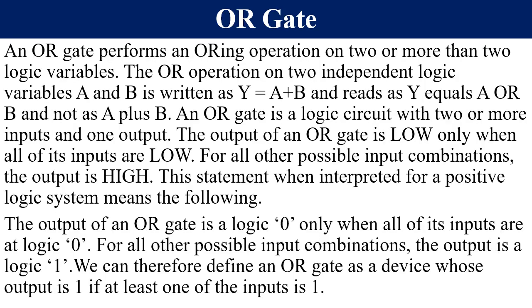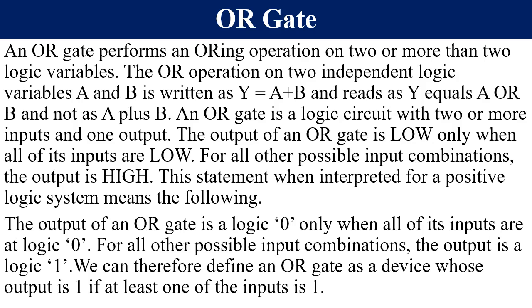Please take note. An OR gate performs an ORing operation on two or more logic variables. What we are saying is an OR gate has two or more inputs. The operation for a two-input OR gate is read as Y is equal to A or B. That is not a plus sign. Y is equal to A or B, not A plus B. Please take note, an OR gate is a logic circuit with two or more inputs but one output.